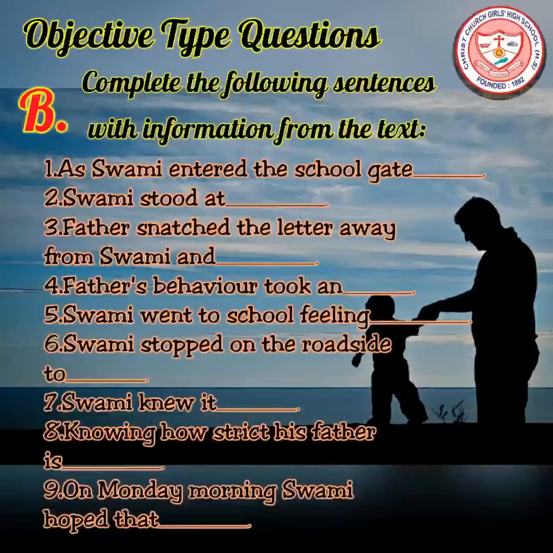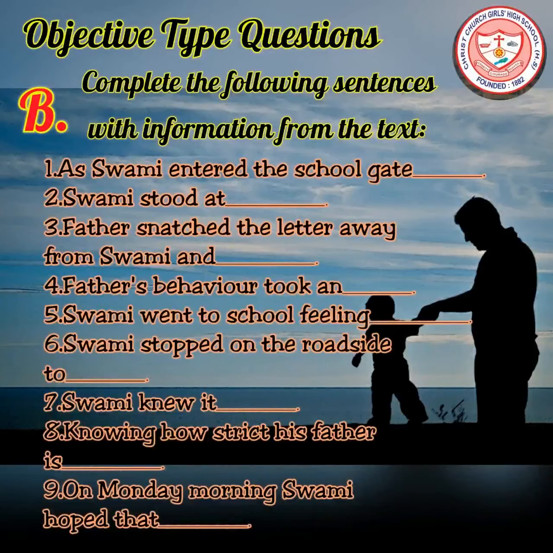Objective type question. Type B. Complete the following sentences with information from the text. Number 1. As Swami entered the school gate. Number 2. Swami stood at. Number 3. Father snatched the letter away from Swami and. Number 4. Father's behavior took an.